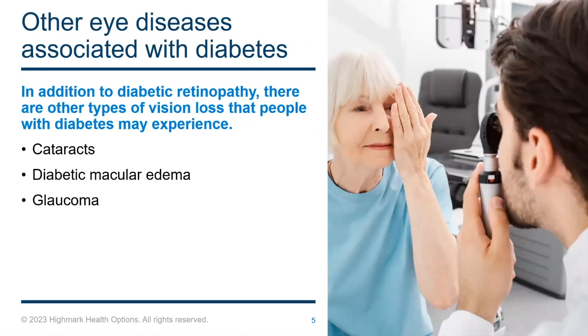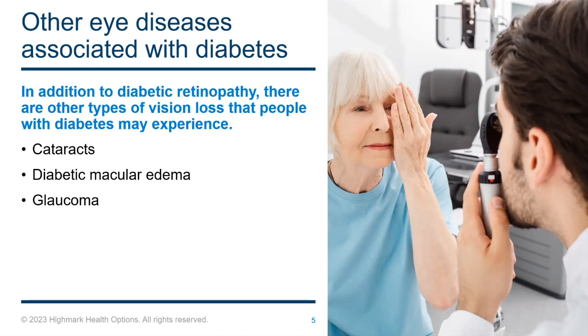In addition to diabetic retinopathy, there are other types of vision loss that people with diabetes may experience. Usually associated with age, cataracts are more common and occur earlier in people diagnosed with diabetes. With cataracts, the lens in your eye becomes cloudy due to the breakdown of proteins in the lens.